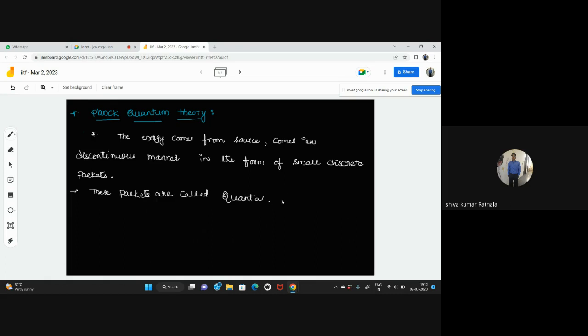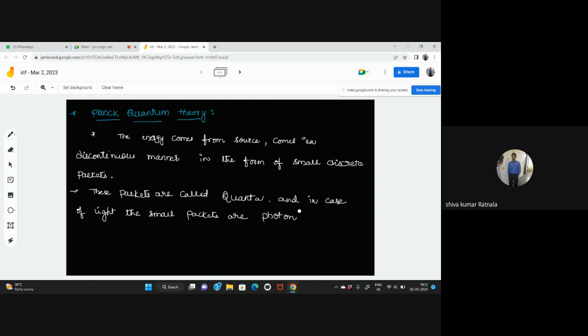Quanta. And in case of light, these small packets are called photons. That means any source will come in the form of small packets. So photons are quanta; in case of light, these packets we say photon.